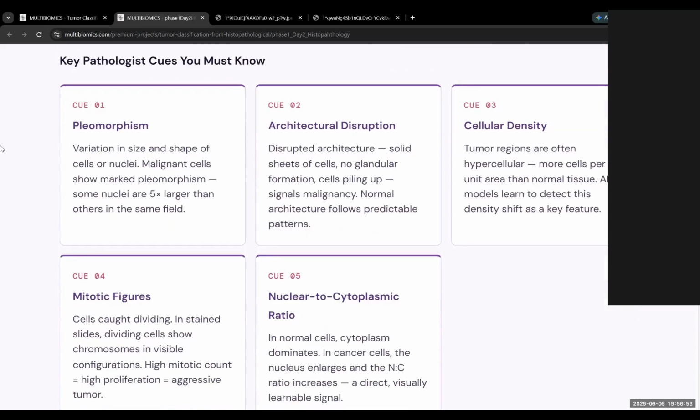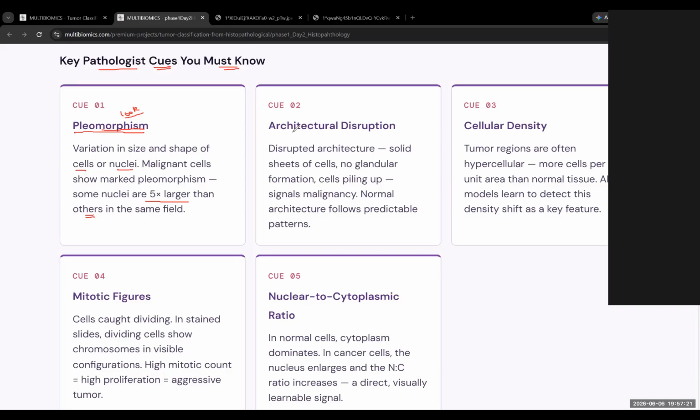Now, suppose there is a trained pathologist. What cues must they look for? First, they will look for pleomorphism. Morph means how it looks, how the looks are. So the size and the shape of the cells and nucleus will not be normal. They might be 5 times larger in size than the other cells around them, from the benign or the normal cells.